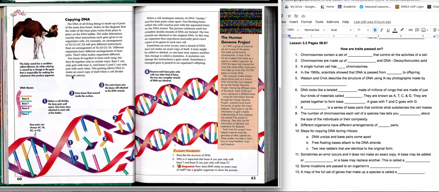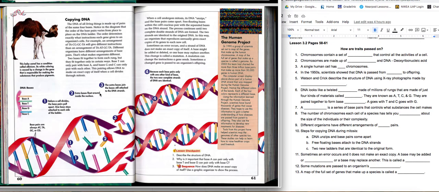This pairing allows DNA to make an exact copy of itself when the cell divides through mitosis. Let's figure out how this works. I'll read it here first, and then you'll see how it's the same there. So here's how it works. Before the cell divides, the base pairs pull apart. One base stays attached to each side. So I have this ladder, and the ladder breaks apart like it's doing there. So now I have this not twisted ladder anymore, but one straight strand line.